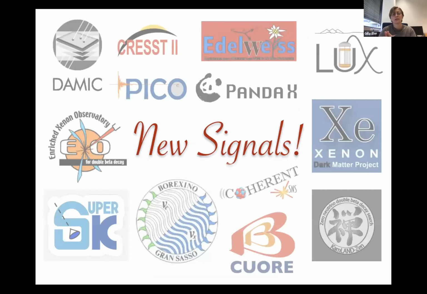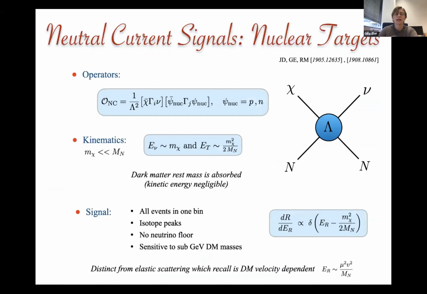Now I really just want to focus on the signals that you can have at a whole host of different experiments. I want to go through the three different kinds of operators that you can have. Let me start first with neutral current signals where you have nuclear targets. You can see these papers for more details, but the idea is you have this higher dimensional operator and it allows the dark matter to scatter off some nucleus, could be xenon or some other target material, and the nucleus absorbs the entire rest mass of the dark matter and emits a neutrino.